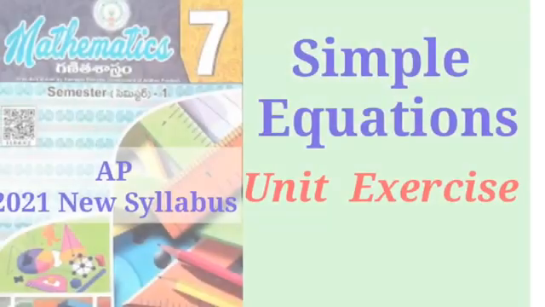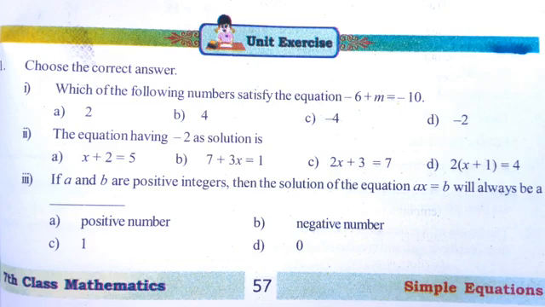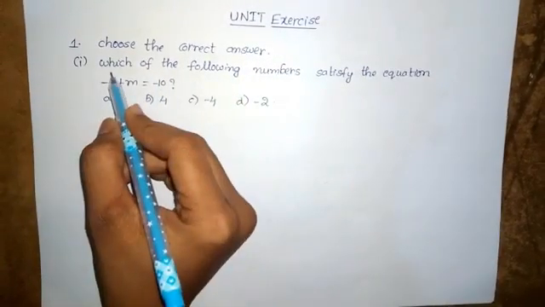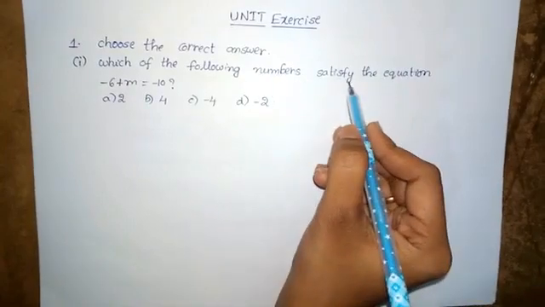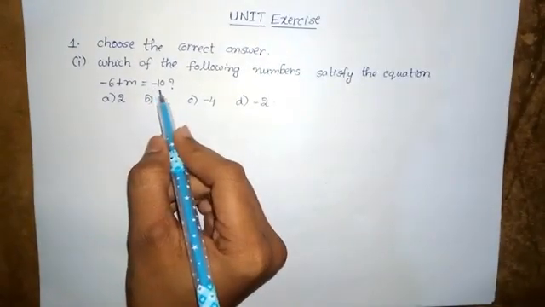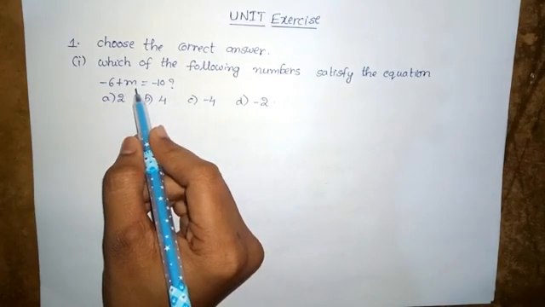Now I am going to explain 7th class, 3rd chapter, simple equations, unit exercise. First problem. Choose the correct answer. Which of the following numbers satisfy the equation -6 + m = -10? Simplify the simple equation and find the value of m.